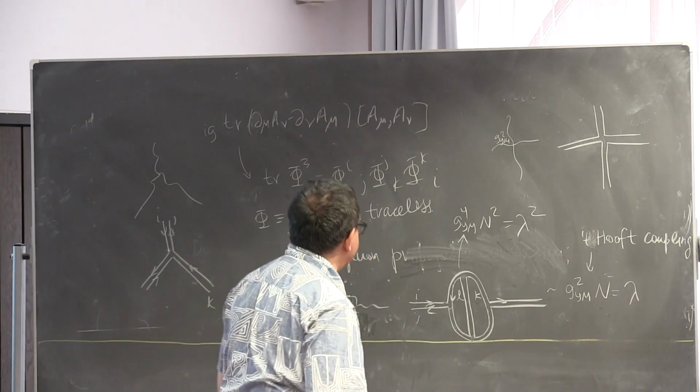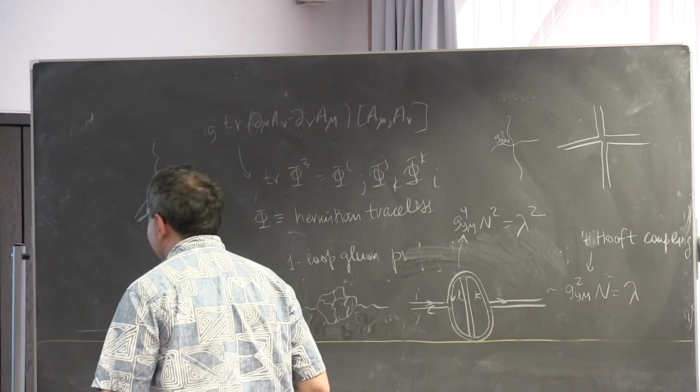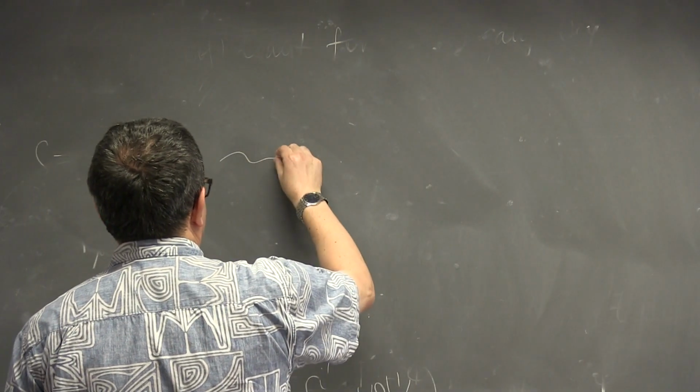Okay, so let's just see why this. Let me exhibit this first non-planar type of graph. Well, okay, so this is the graph that looks like this.